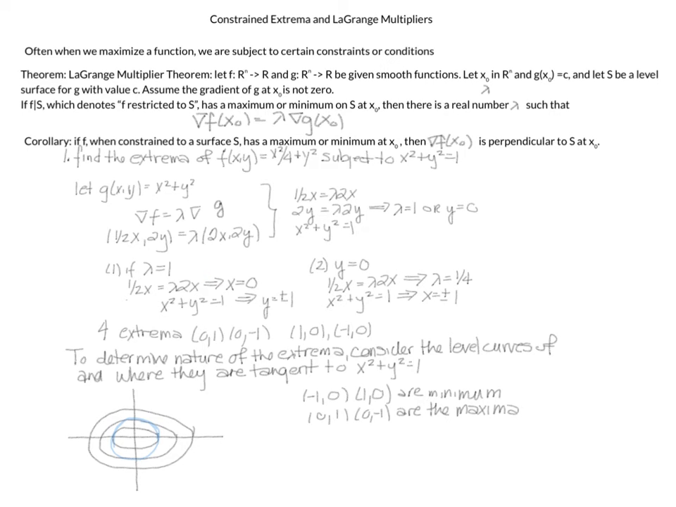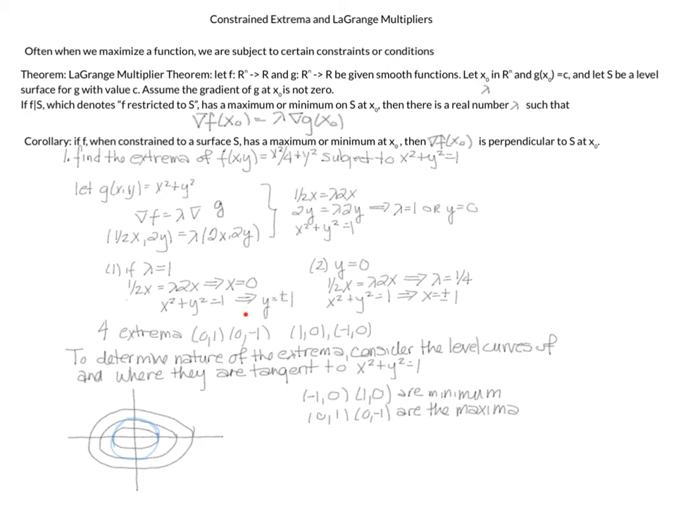And then when I look at x squared plus y squared equals 1, that'll give me y is equal to plus or minus 1. Next, I need to look at the possibility that y is equal to 0. So if y is equal to 0, I looked at the second equation, but I don't even need it. I can go straight to here. x squared plus 0 is equal to 1 gives us that x is equal to plus or minus 1. And then I have 4 possible extrema.